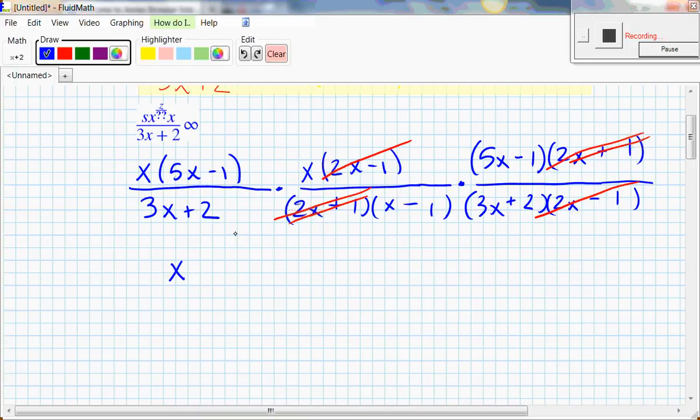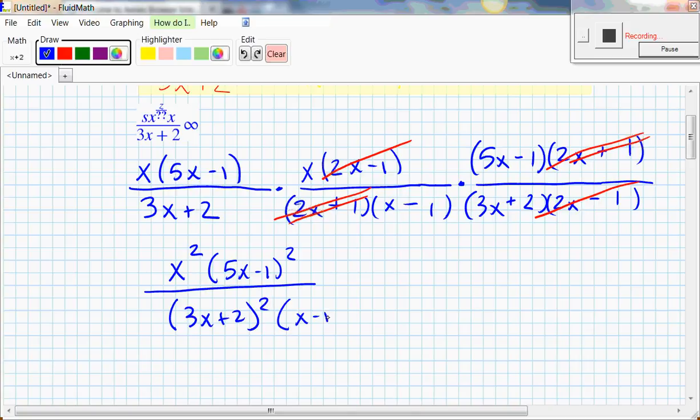I've got x times x is x squared. I've got a (5x minus 1) squared because I have two of those on top. The denominator gives me (3x plus 2) squared times (x minus 1). That is the answer. Holy cow.